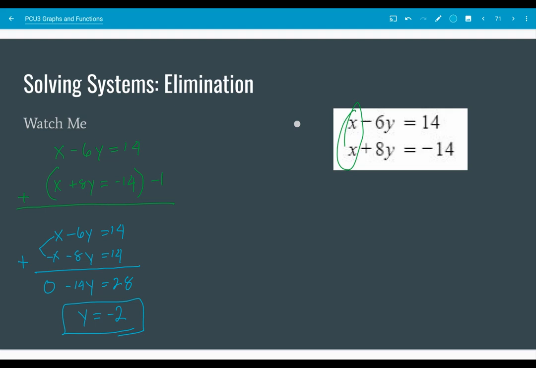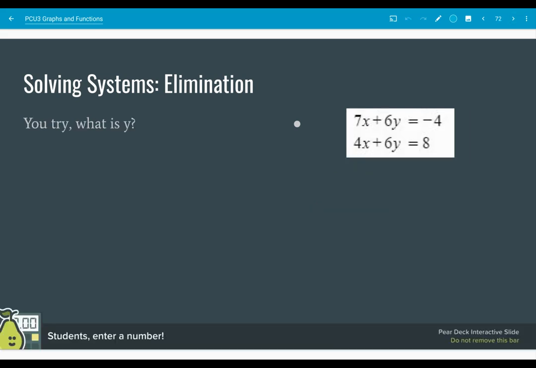And then you can plug it back in. So x is equal to 14 plus 6y. X is equal to 14 plus minus 12. X is equal to 2. So your solution is 2, -2. So that's elimination. Now I did by -1. Sometimes you have to look for greatest common factors and multiply by maybe 2, 3, 10, something to get them to match.